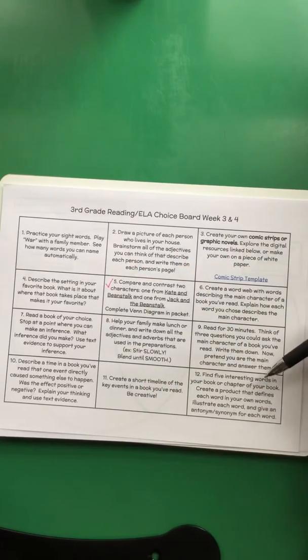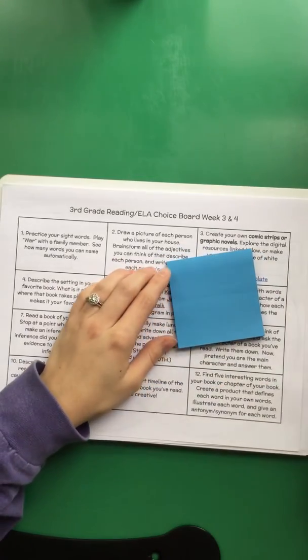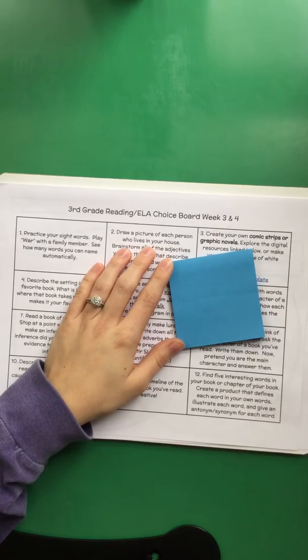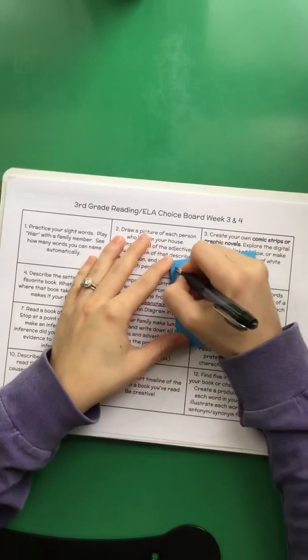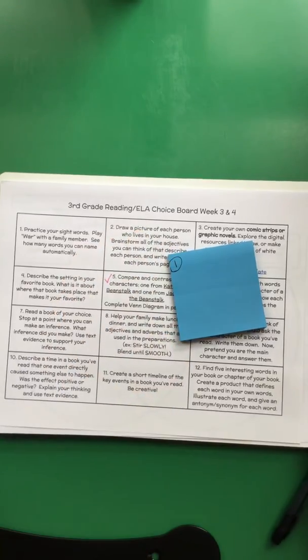Number 12, your last one, says find 5 interesting words in your book or a chapter of your book. Create a product that defines each word in your own words. Illustrate each word and give an antonym or synonym for each word. So whatever book you're reading, you're just going to find 5 words. I think that's what it said. Yeah, 5 interesting words. And then for each one, you're going to tell what that word means to you, illustrate it, and give an antonym or synonym. So if I was doing mine, let me pull out Wild Robot real quick.